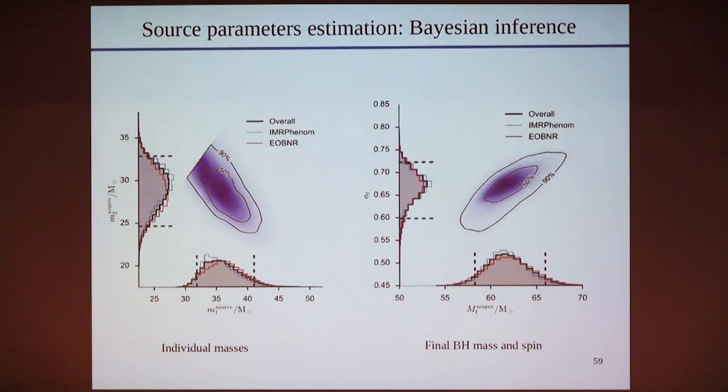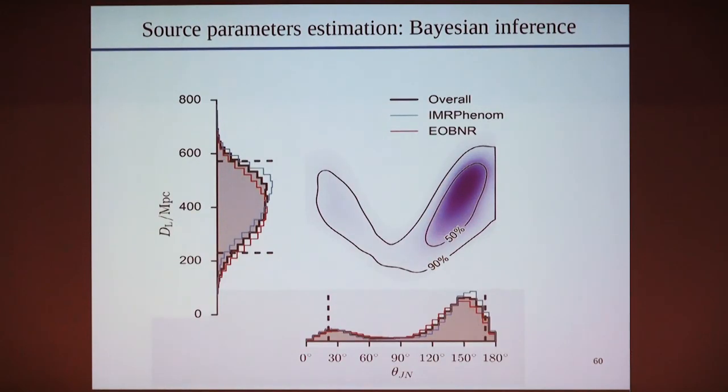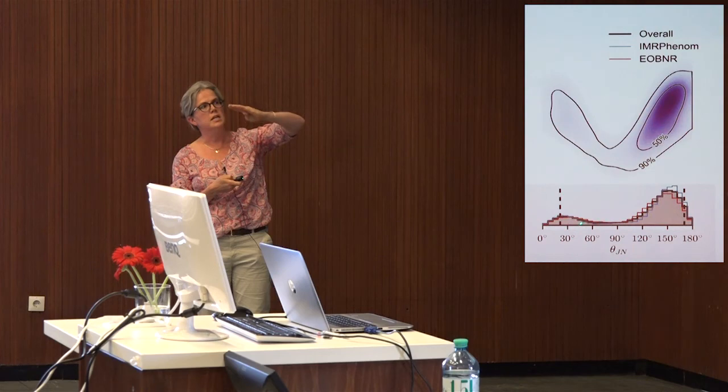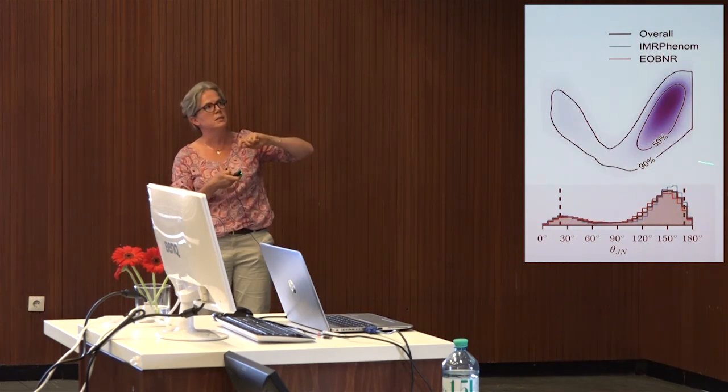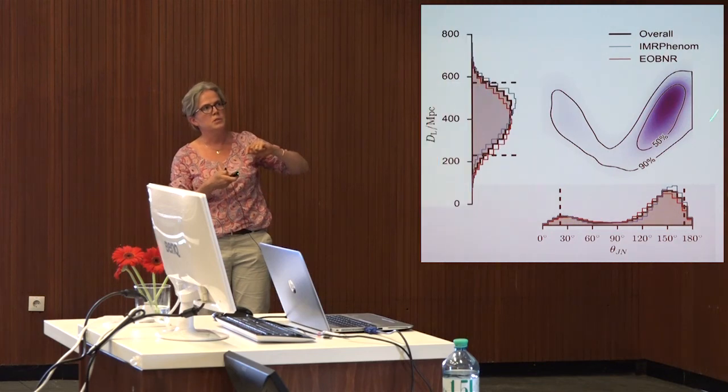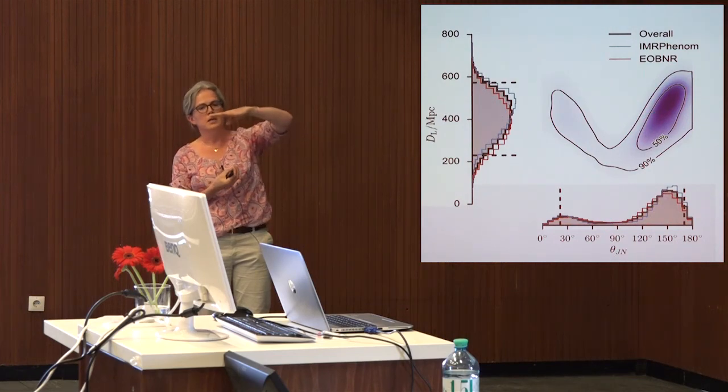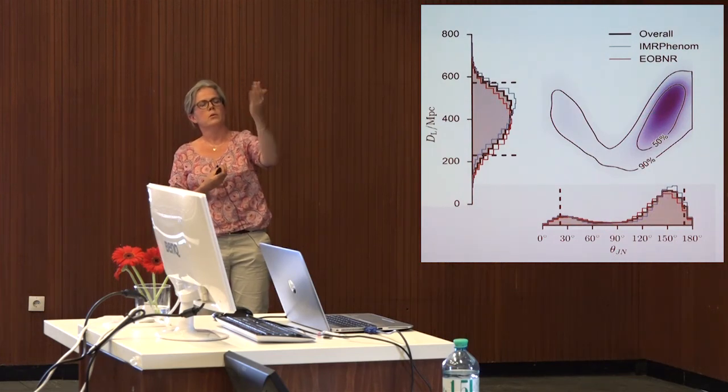So we have a determination of all the parameters. The distance and the inclination angle of the orbital plane is something which is totally degenerate, as you can see. Because depending on whether your binary is face-on, you will have a maximal signal.